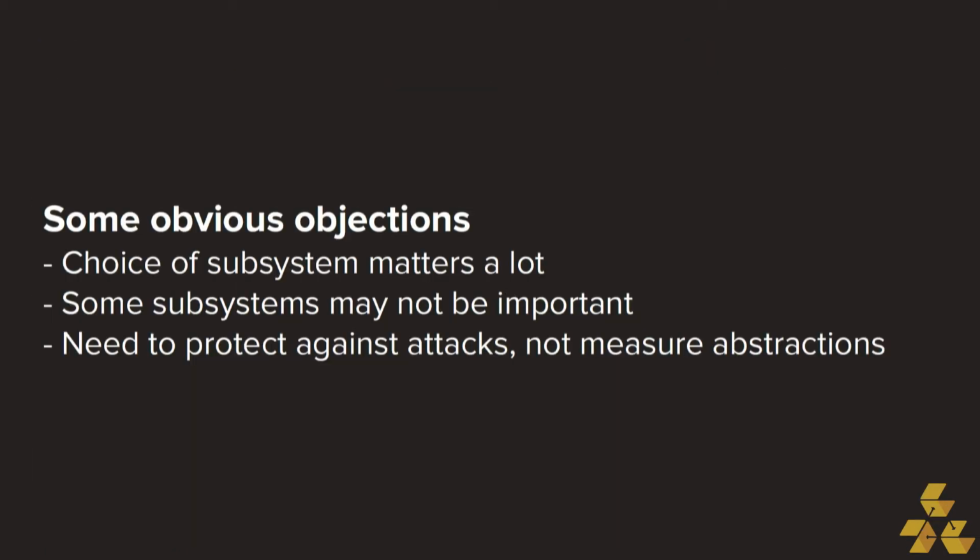And there are obvious objections, okay? This is an imperfect metric in the same way that if you take 1,000 images of cats and label them as 0 or 1, you haven't necessarily captured the essence of a cat, but while imperfect, it's still useful because you can start training machine learning algorithms. In the same way, I would argue that while the choice of subsystem matters a lot, and some subsystems may not be important, you can nevertheless deal with that.